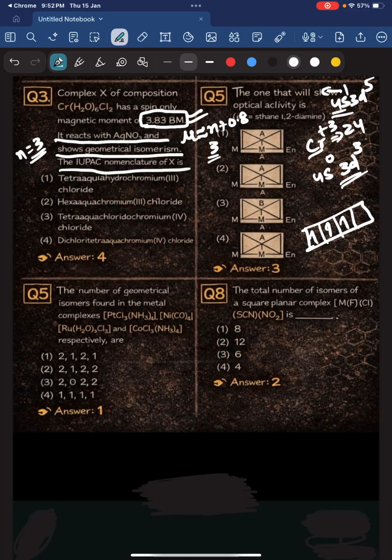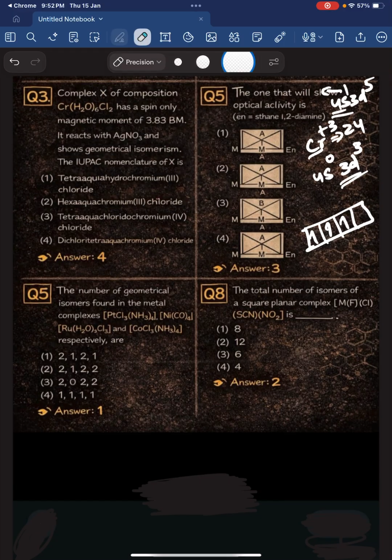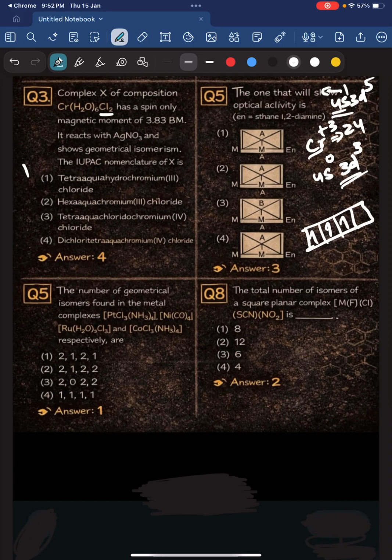And coming to it, it reacts with AgNO3 also and shows geometrical isomerism. So this complex has a total of 6 ligands, meaning the coordination number is 6. So in this case, here [Cr(H2O)5Cl].